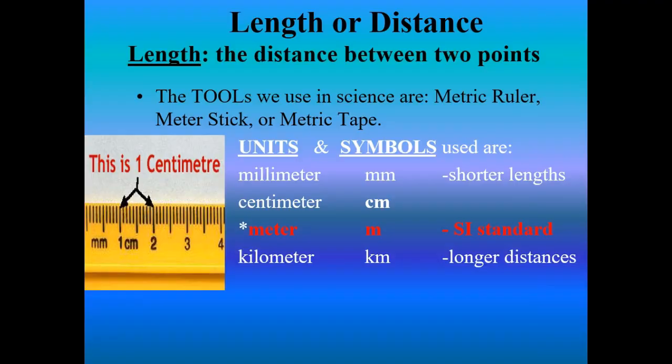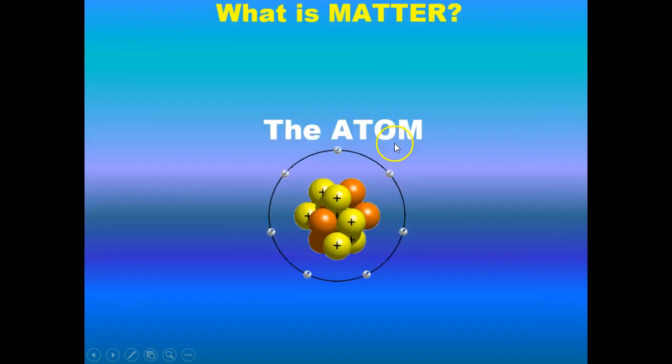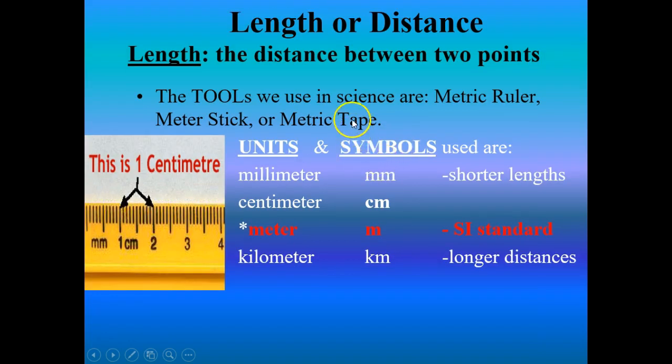Length or distance. Length is the distance between 2 points. So there's our section right there. Let's go back. What do we use to measure distance or length? A meter stick, a ruler, or a metric tape. The units are millimeters, centimeters, meters, and kilometers. Oh, by the way, copy that down.